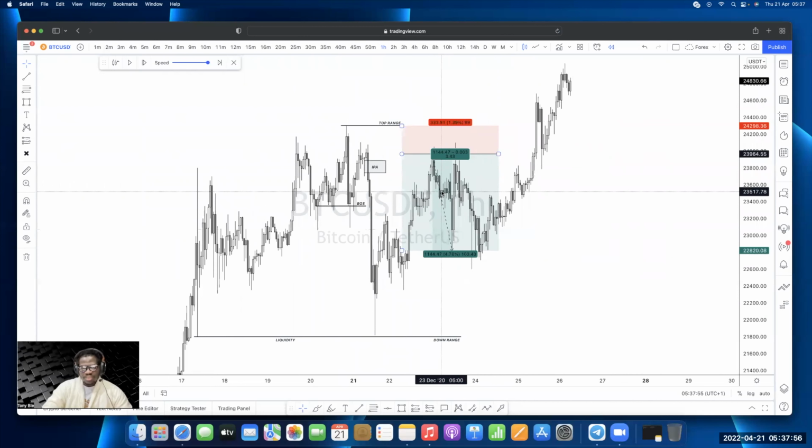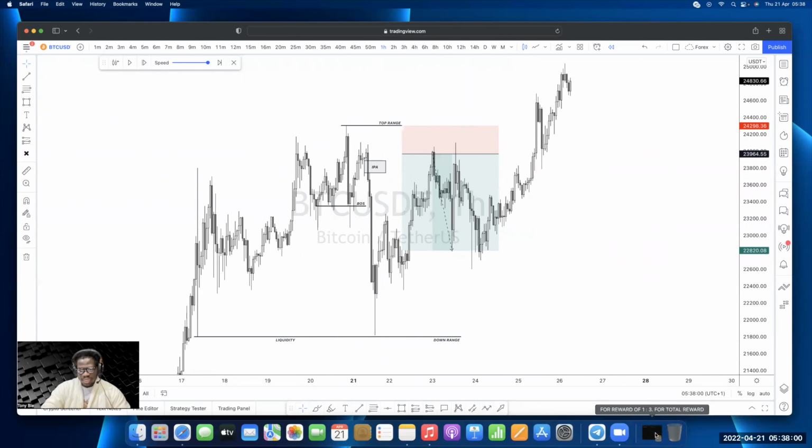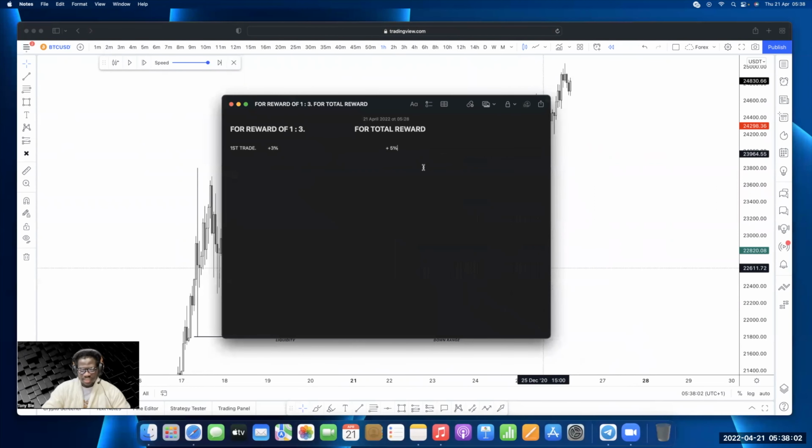Okay. So now this gave us a risk to reward of 1 to 3.43. Now let's go back. Second trade now. Okay. If we are going for 1 to 3, we actually add it. Okay, so let's say plus 3%.